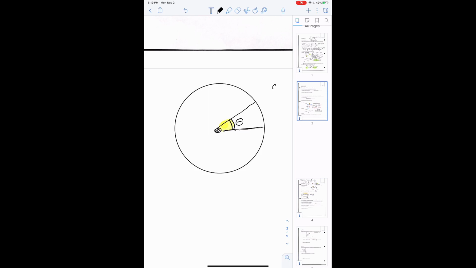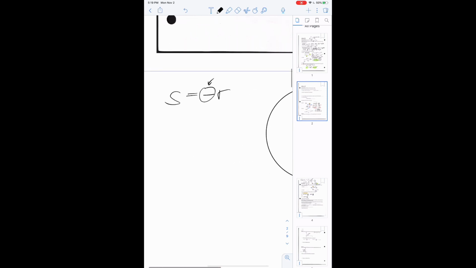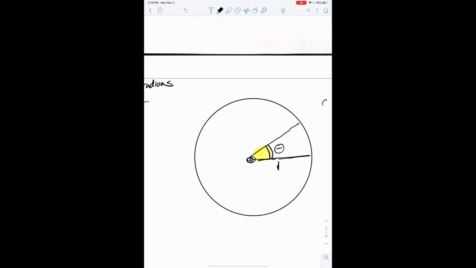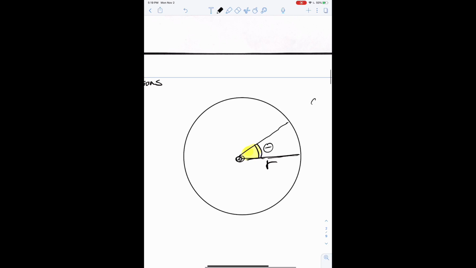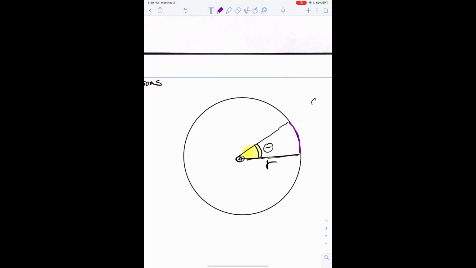I don't know what it is, just whatever. It's in radians, okay? And you have a radius, which we'll call r here. Let me get rid of this. It doesn't have to be here. Right? And I guess technically both of these lines are r, right? Okay, but I'm not going to worry about that right now. I'll just stick with one of them. And we have this arc length hanging out here. And we're going to call this s.